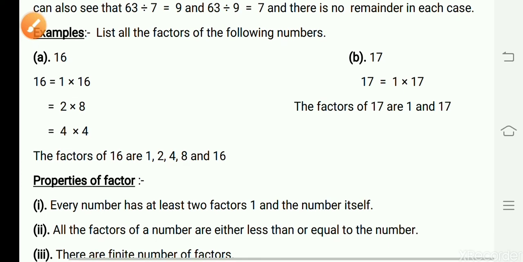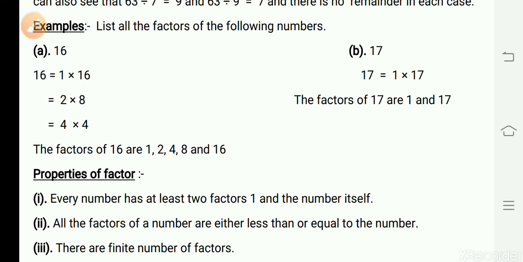Examples. List all the factors of the following numbers. The first example is 16. 16 = 1 × 16. Next, 2 × 8 = 16 and 4 × 4 = 16. So the factors of 16 are 1, 2, 4, 8, and 16.